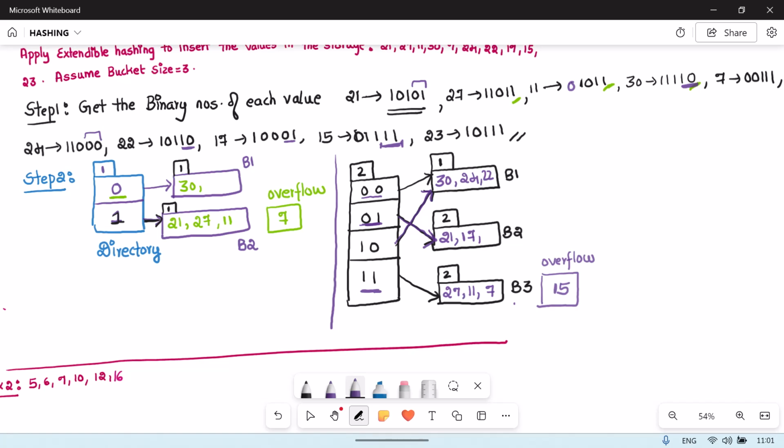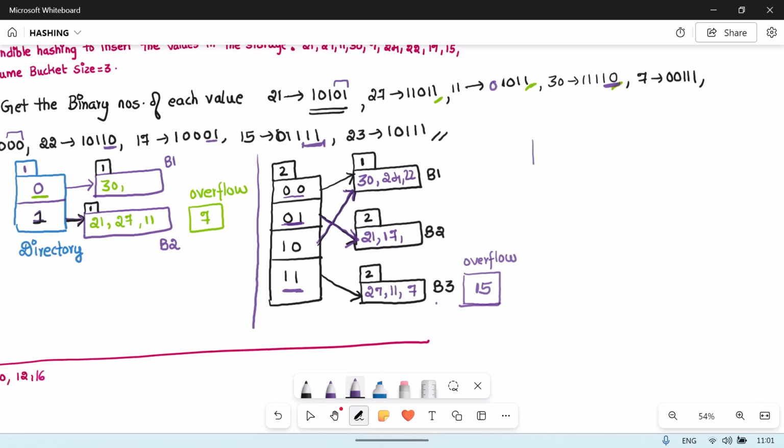Okay, so now the overflow has occurred at B3. Now you have got an idea. Can you think what are you supposed to do here now in case of overflow? Overflow has occurred at bucket 3. So bucket 3 has to be split. Correct? And what will happen to the directory? Directories will have more values and the global depth of that directory will be increased by 1. Right now the global depth is 2. Now the global depth will change to 3. Are you getting the idea?